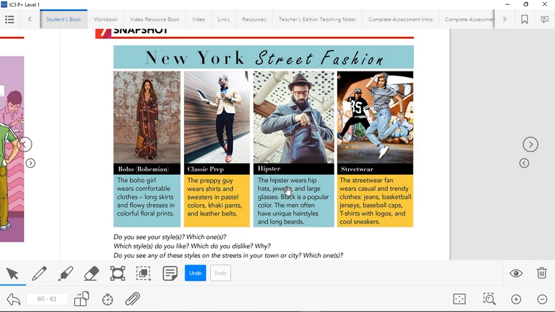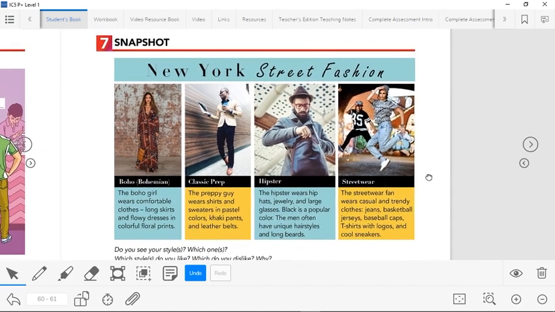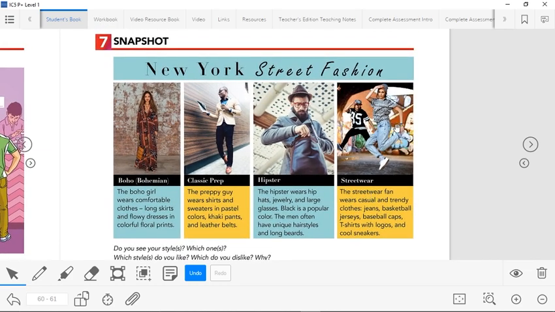The hipster. The hipster wears hip hats, jewelry, and large glasses. Black is a popular color. The men often have unique hairstyles and long beards. And we also have streetwear. The streetwear fan wears casual and trendy clothes: jeans, basketball jerseys, baseball caps, t-shirts with logos, and cool sneakers. If you remember from the last class, we saw all of these different types of fashion.